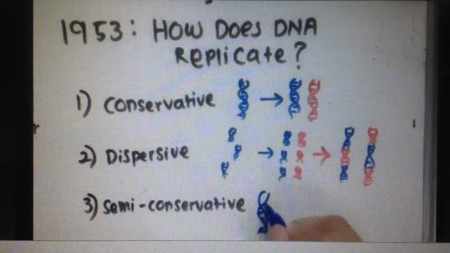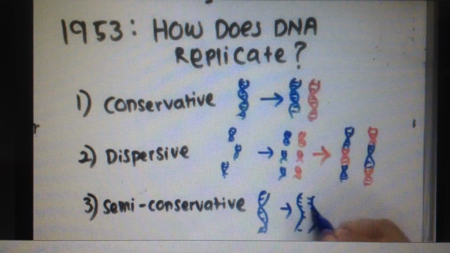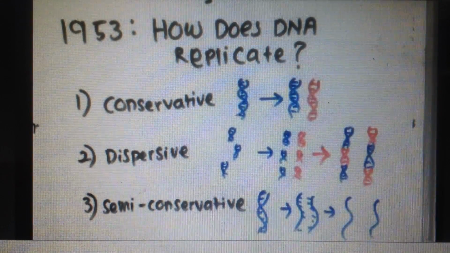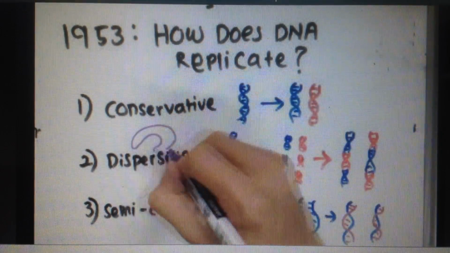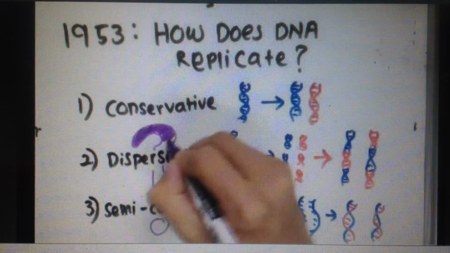The third one is semi-conservative DNA replication, where the 2 strands of the DNA molecule will separate and each will serve as a template to copy a second new strand. But which of these 3 theories was it?